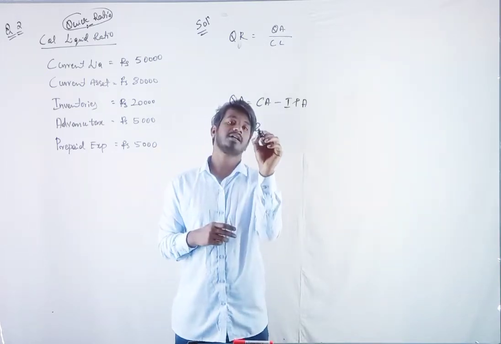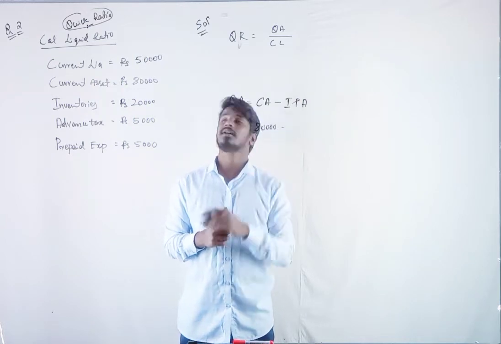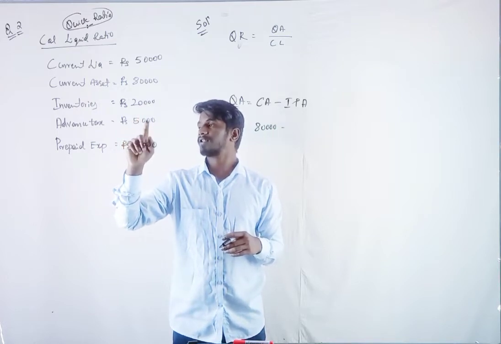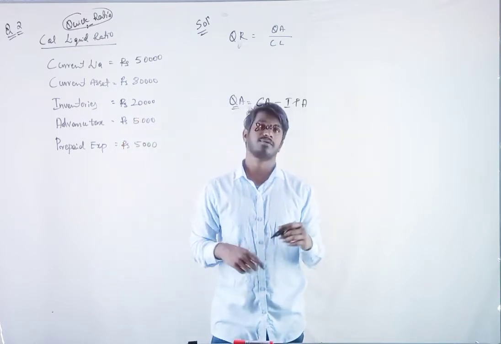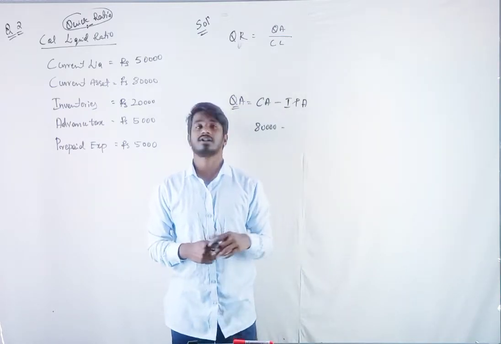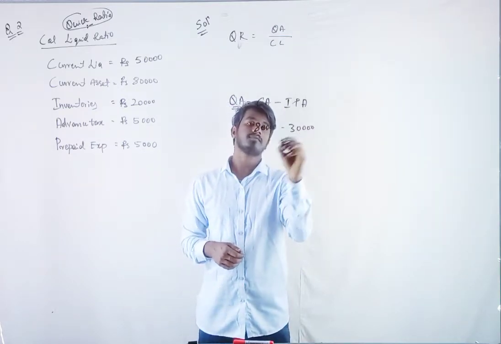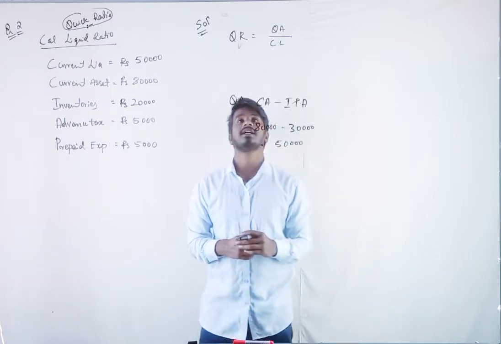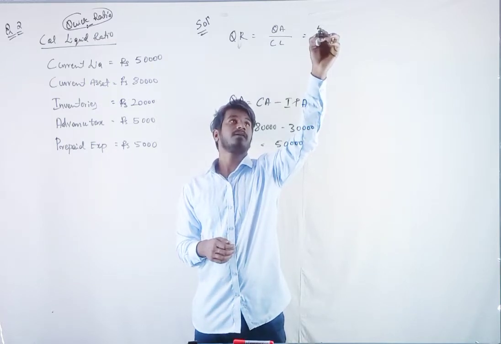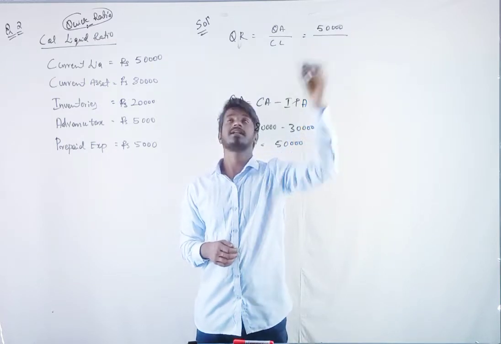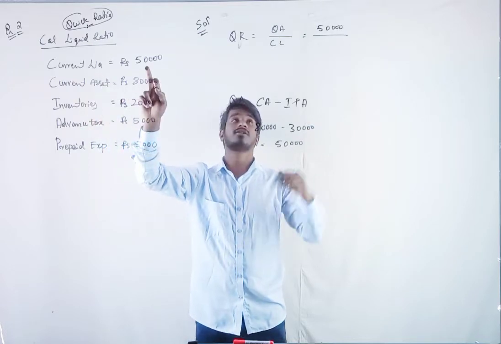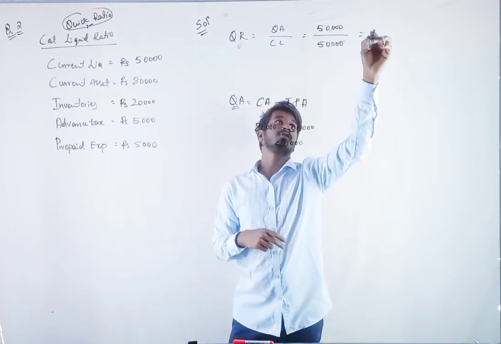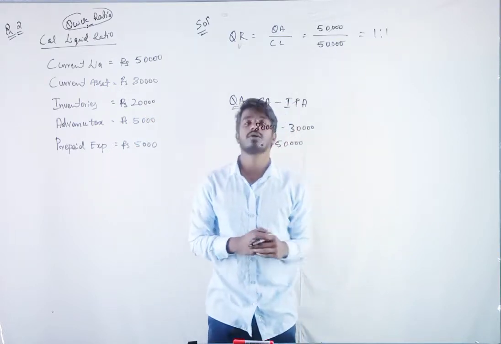80,000 minus inventory 20,000, 5,000 advance tax, prepaid expenses 5,000. Total 30,000. Minus, it becomes 50,000. 50,000 is the quick asset, divided by current liability. How much they have given? 50,000. So if you do this, it comes out 1:1.